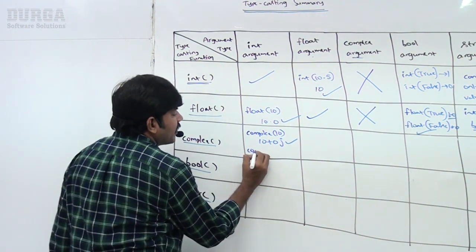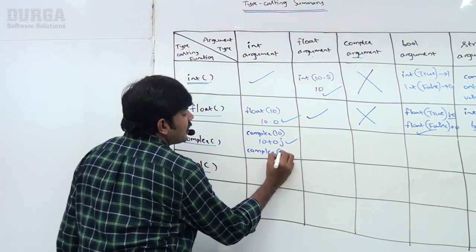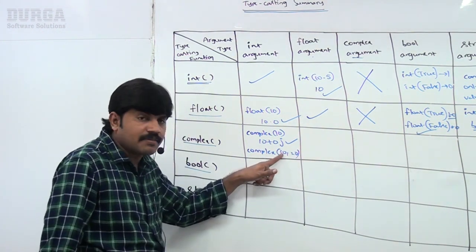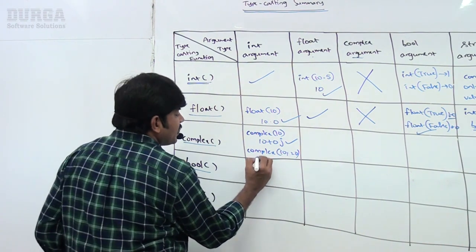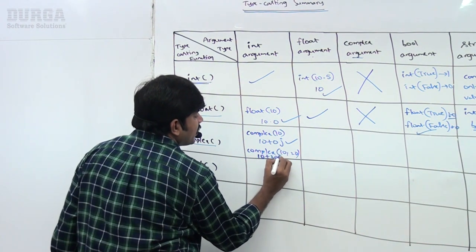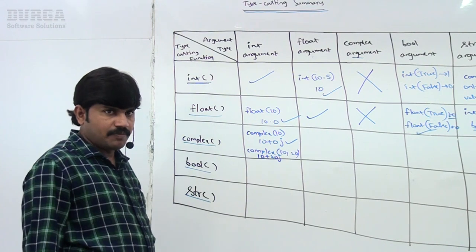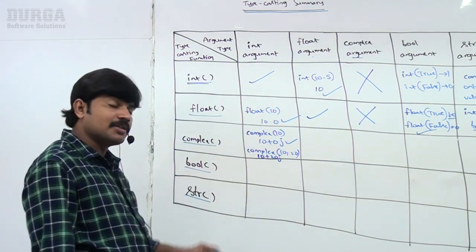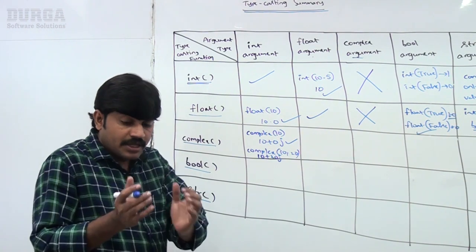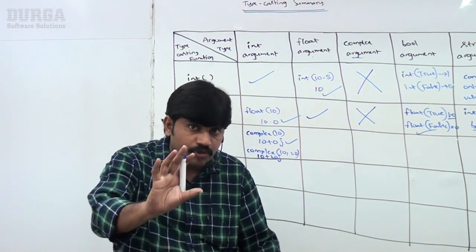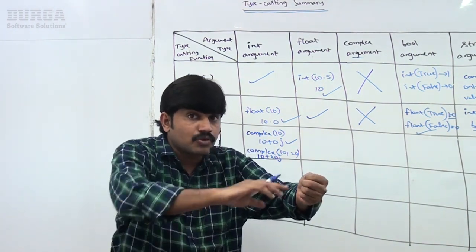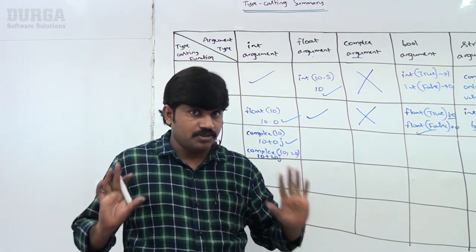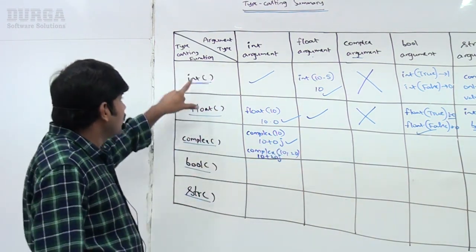If I am taking complex of 10, 20, then 10 will become the real number, 20 will become the imaginary number. 10 plus 20j we are going to get. Okay, remember. If you want to convert an int value to complex, it is possible. Don't get confused. Int number to complex type is possible, but complex number to int type is not possible. Complex number to float type is not possible. Remember, don't get confused.